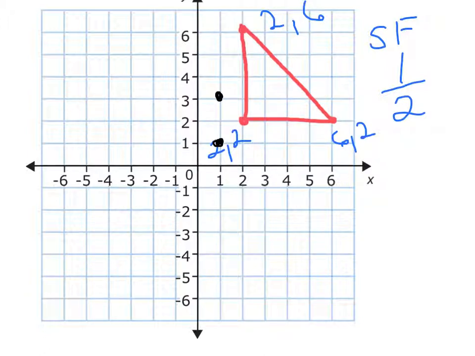And for the last point in this triangle, I have (6, 2). Dividing both the x and the y by 2, I'm going to get (3, 1). Here's my new figure drawn to a scale factor of 1/2.